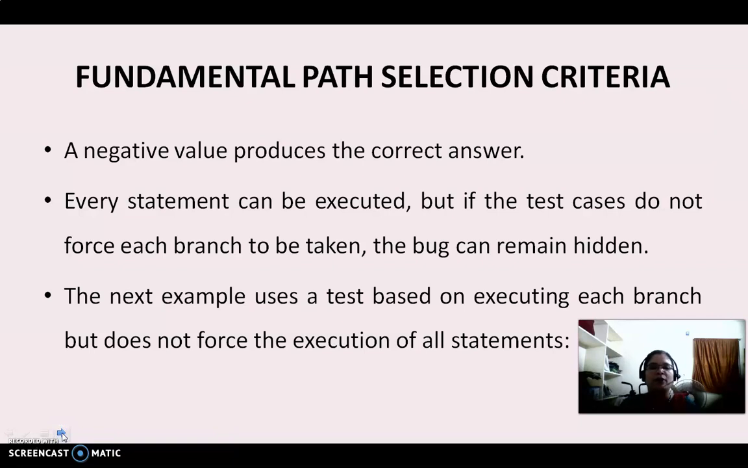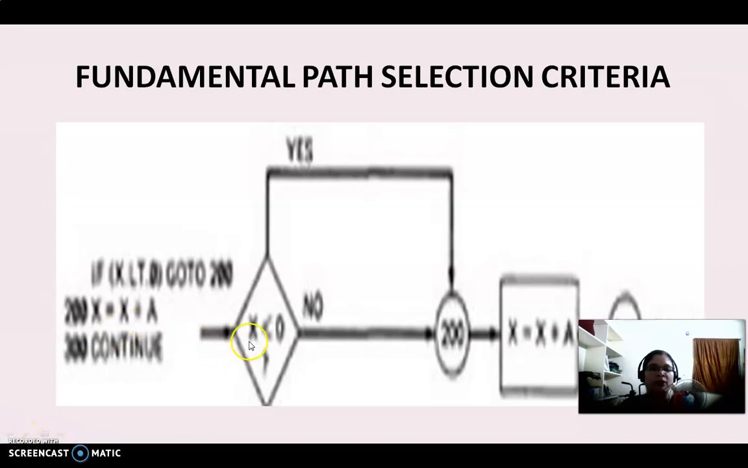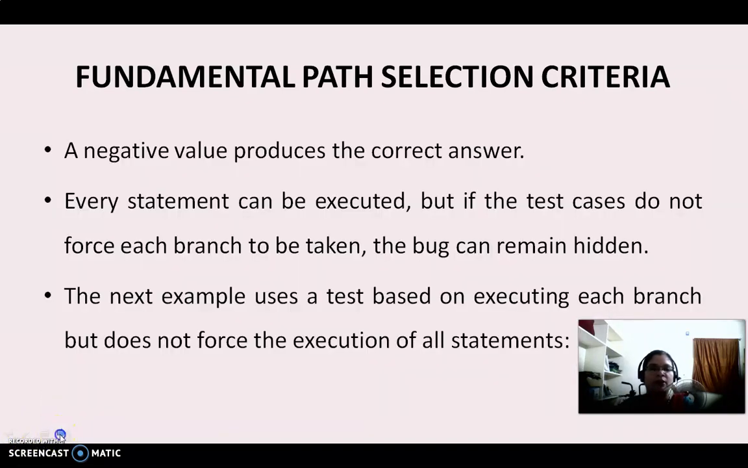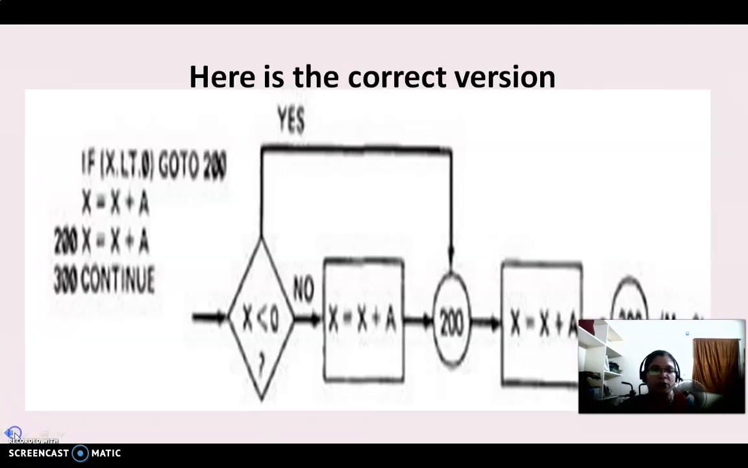Okay, so what is the right answer here? Whenever we have a negative value, that particular negative value, minus 1 or whatever it is, produces the correct answer, or else we won't get the correct answer. Okay, so in the fundamental path selection criteria, what it is saying is that the path can be decided on the input value we have given, like we have seen in these two examples. Based on the x value only, the path will be decided, right or not?